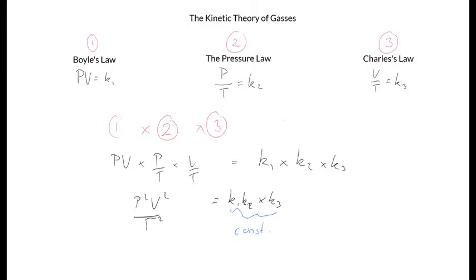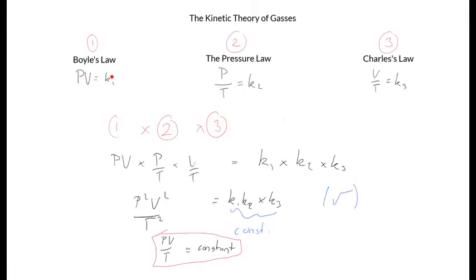So I can say then that over here I'm going to collect the terms and I'm going to take square roots of both sides. So I end up with PV over T is a new constant. Okay, it's not the same as the constants that I've got before, but actually I can quite easily find it. All I have to have done is taken, done these experiments, found K1, found K2, found K3. And if I want to find what this constant is, then all I've got to do is multiply them all together, then square root it, and I've got a unified gas equation. This equation will work for any gas. I might have to find a different constant for a different gas, but it'll work.